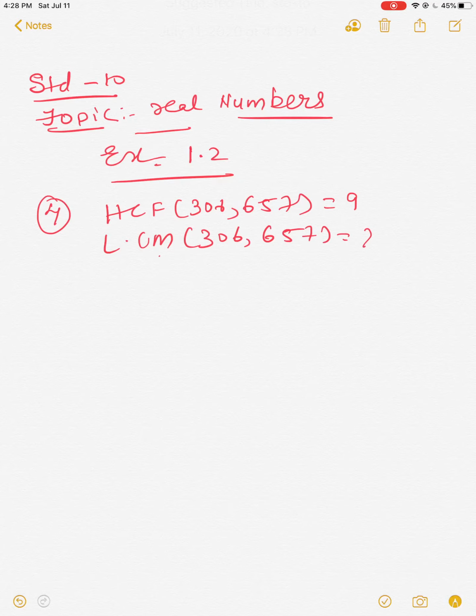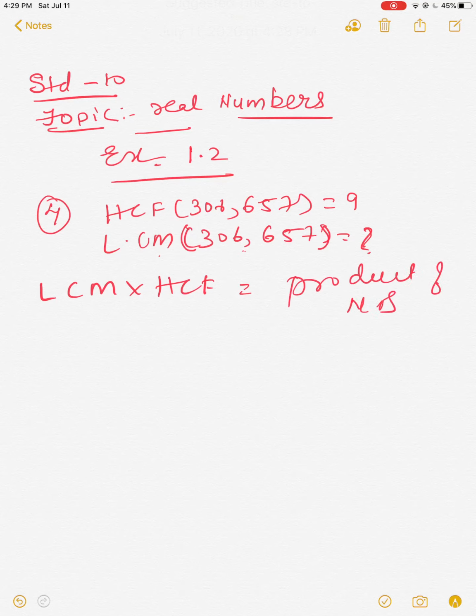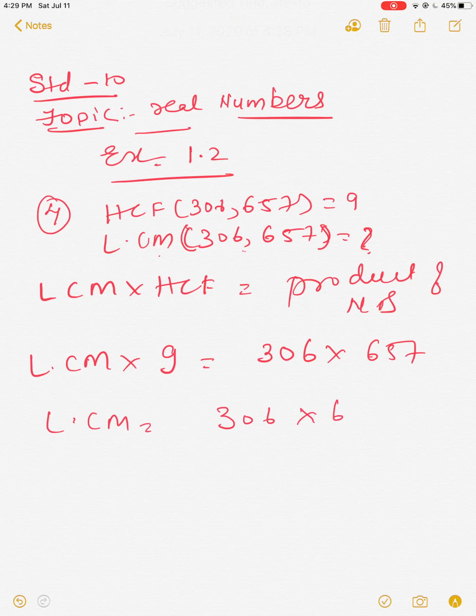How will you pronounce this? LCM of 306 and 657, this is what we have to find out. Now we have the formula: LCM into HCF is equal to the product of numbers. Now LCM we have to find out. HCF is 9. Product of numbers is 306 into 657. LCM is equal to 306 into 657 upon 9.